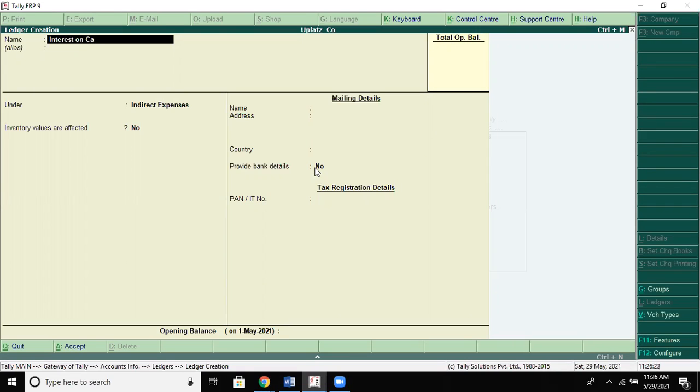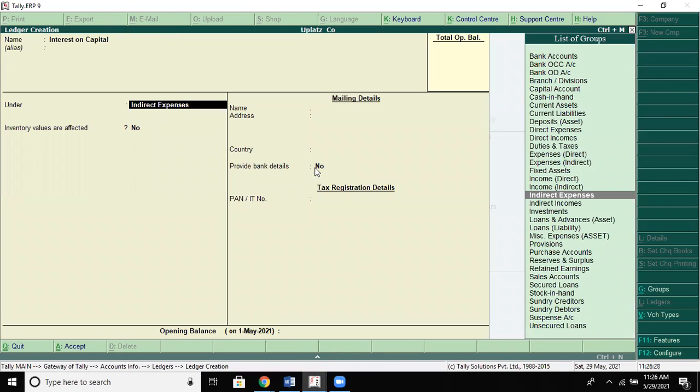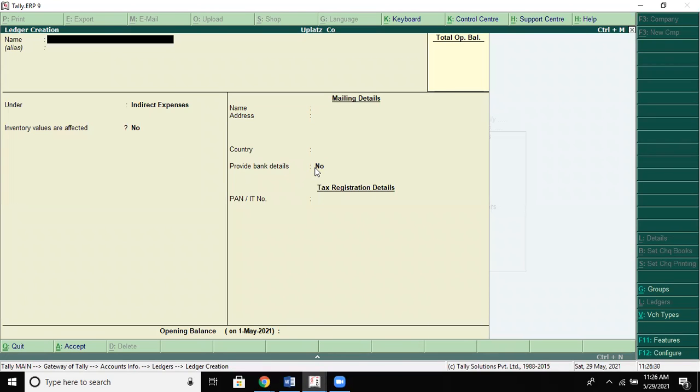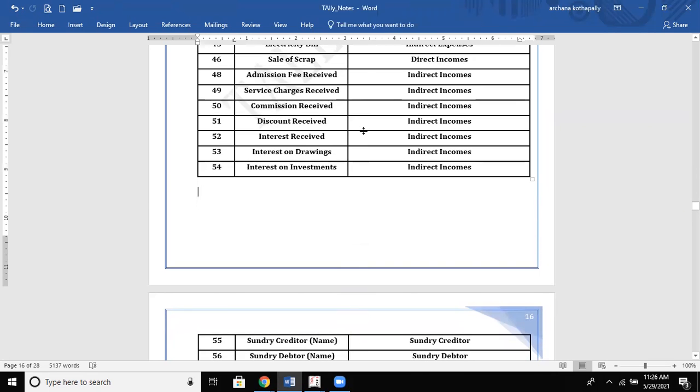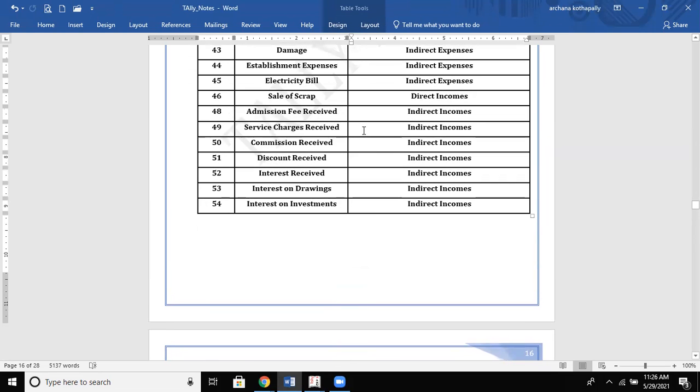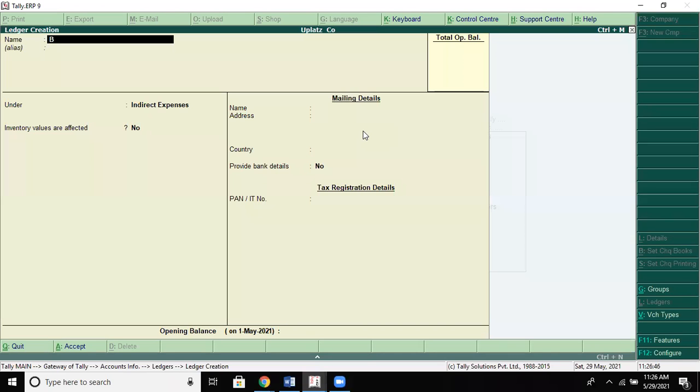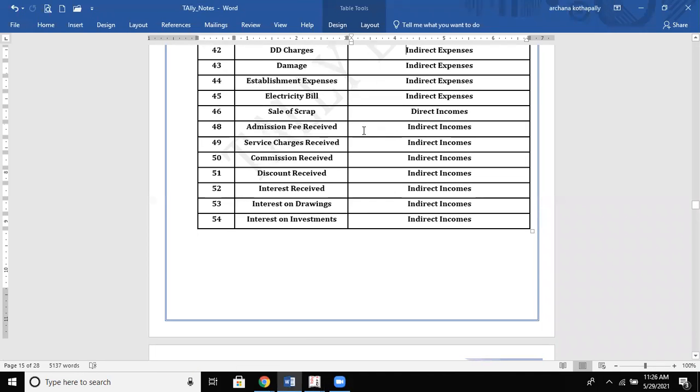Next, interest on capital. So usually when capital is borrowed, you are going to pay interest on that. So basically it is related to your business. So it comes under indirect expenses. Next, DD charges, nothing but your bank charges. So bank, you can write DD charges. Whenever you're dealing with any transactions with a bank, we come across some expenses. So all those are related to your indirect.